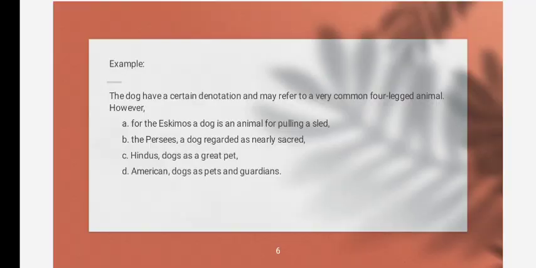Example: the word dog has a certain denotation and may refer to a very common four-legged animal. However, for the Eskimos, a dog is an animal for pulling a sled. B. Arabs regard a dog as nearly unclean. C. Hindus regard dogs as a great pet. D. Americans regard dogs as a pet and guardian.